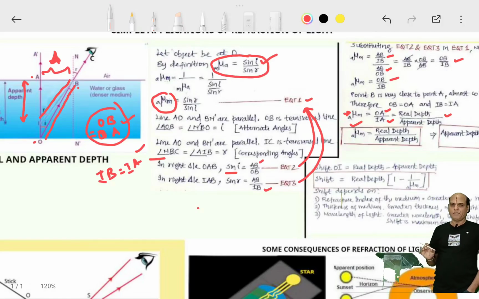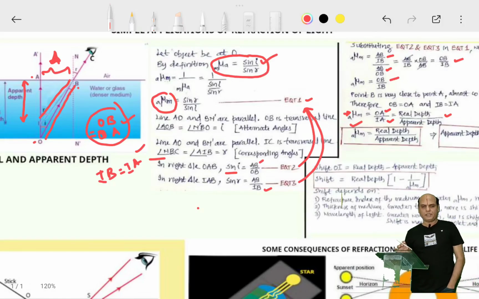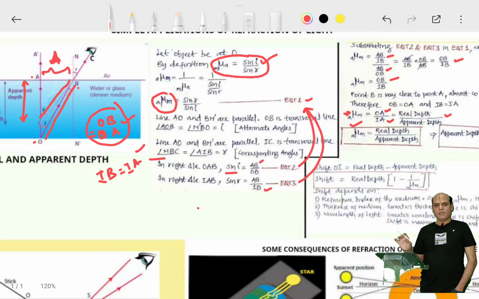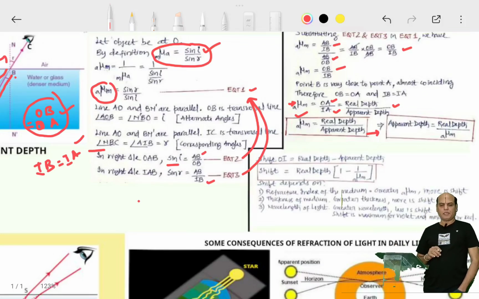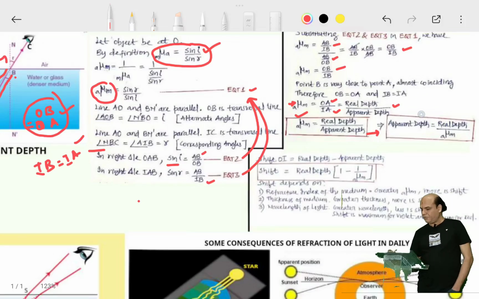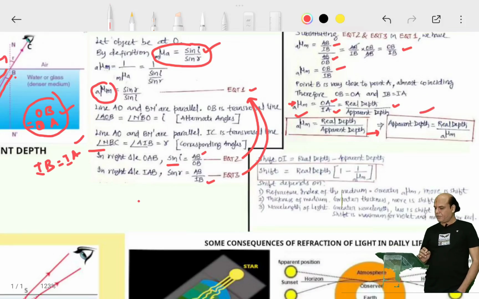The refractive index of the denser medium is given as the ratio of real depth to apparent depth. So rearranging this relationship, we can write apparent depth as real depth divided by the refractive index of the denser medium with respect to air. So we need to remember these two.